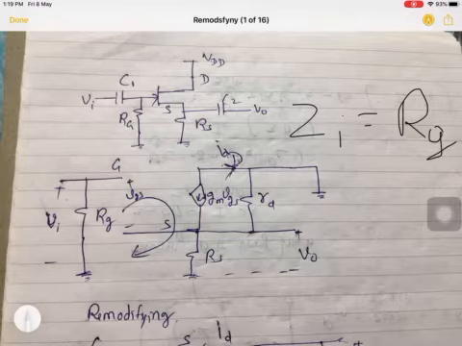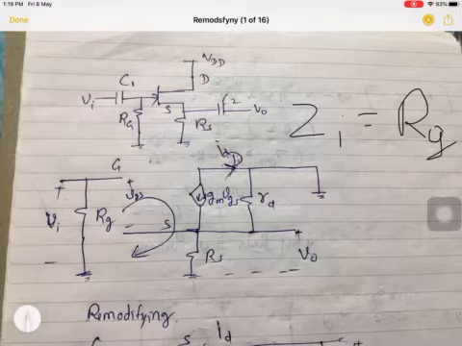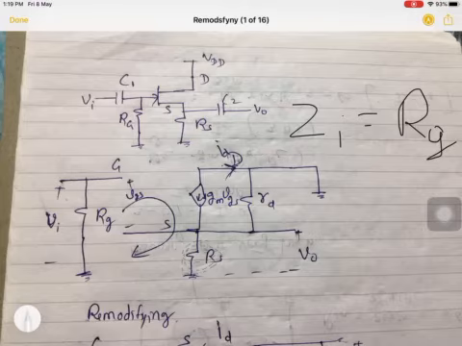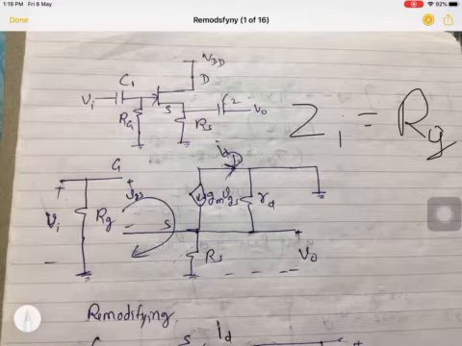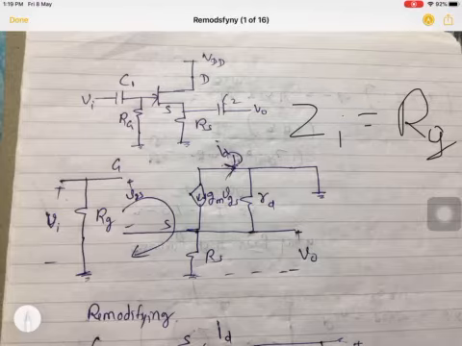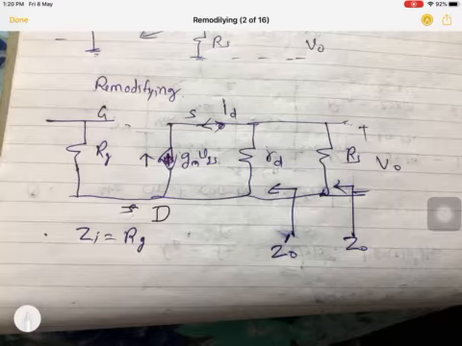Now for calculation of output impedance as well as gain, I am remodifying the circuit. See, this is S, the source. This resistance is in between V0 and ground. Similarly, this RD is between V0 and ground. So I can say these two resistances are in parallel between V0 and ground. So I am redrawing the circuit with RS placed in parallel to RD, between V0.